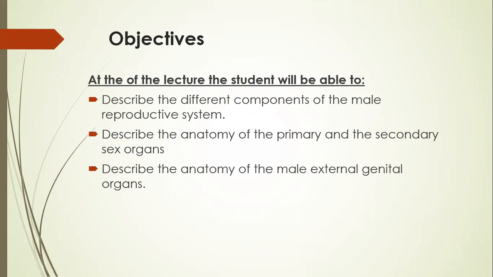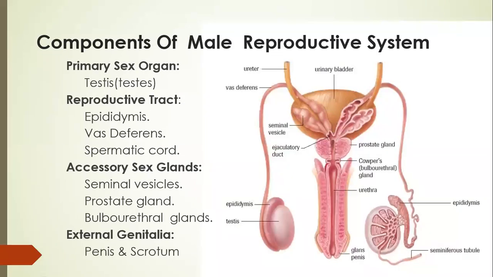system, then describe the anatomy of the primary as well as the secondary sex organ. So you should be able to differentiate between primary and secondary, as well as describe the anatomy of the male external genital organs. Okay, so we'll go to these parts one by one. To begin with, we'll discuss the components of the male reproductive system first.